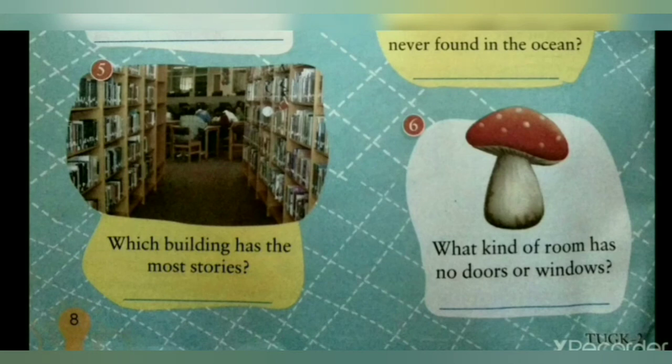Move to the next riddle. Riddle number 6. What kind of room has no doors or windows? You can see a picture of a mushroom. Yes, the answer is mushroom. Mushroom has no doors or windows. Write here mushroom. With this, we come to the end of our Unit 1.